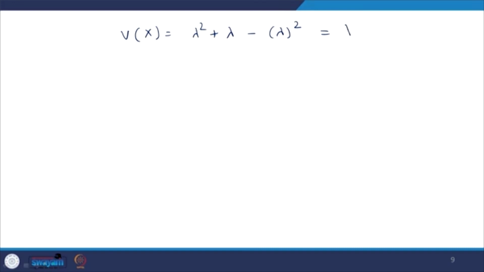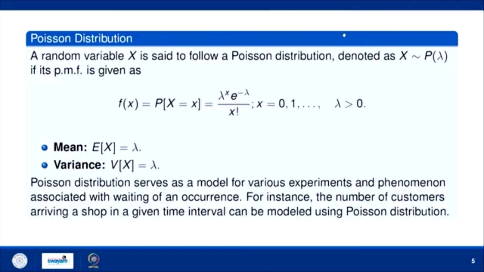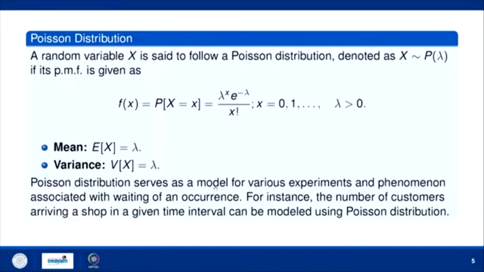So, it is lambda. So, we can say that mean and variance of a random variable following Poisson distribution are same, both are lambda. Now, for which type of problems it is used? Poisson distribution serves as a model for various experiments and phenomena associated with waiting of an occurrence. In queuing theory, we basically use such models. For instance, the number of customers arriving at a shop in a given time interval can be modeled using Poisson distribution.